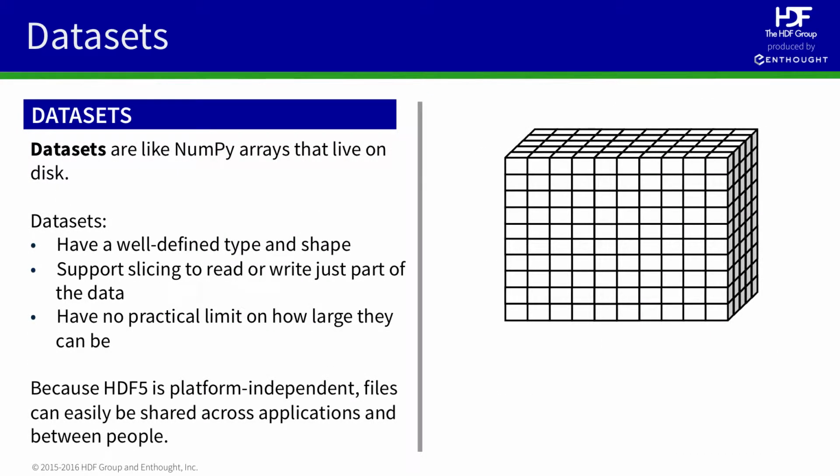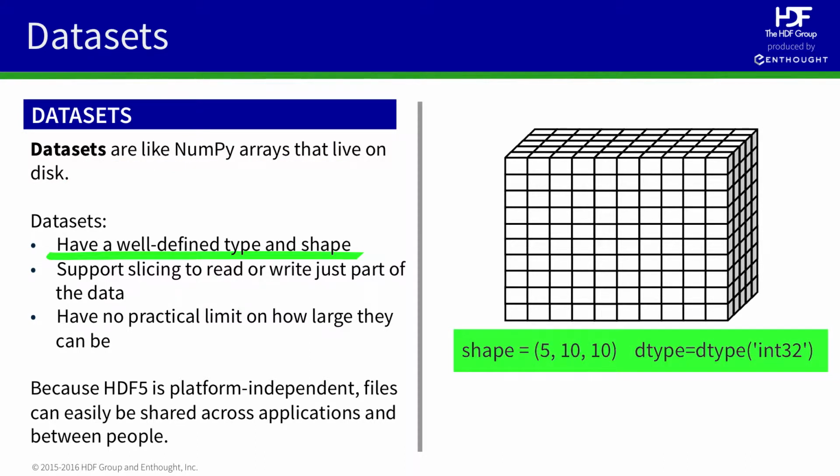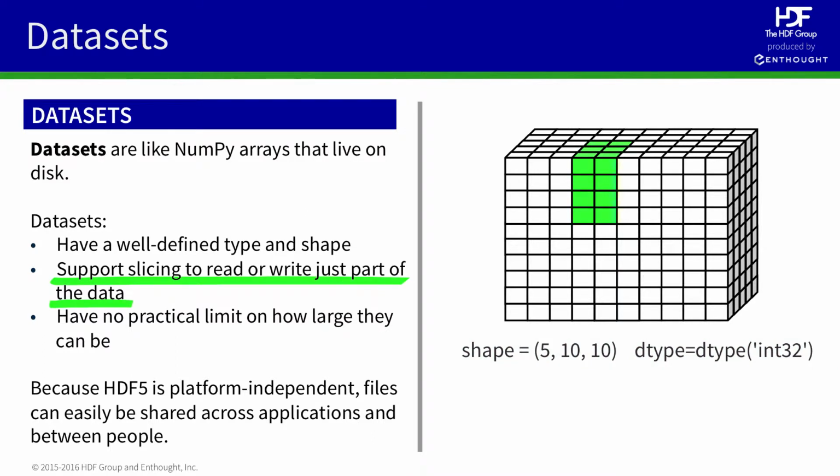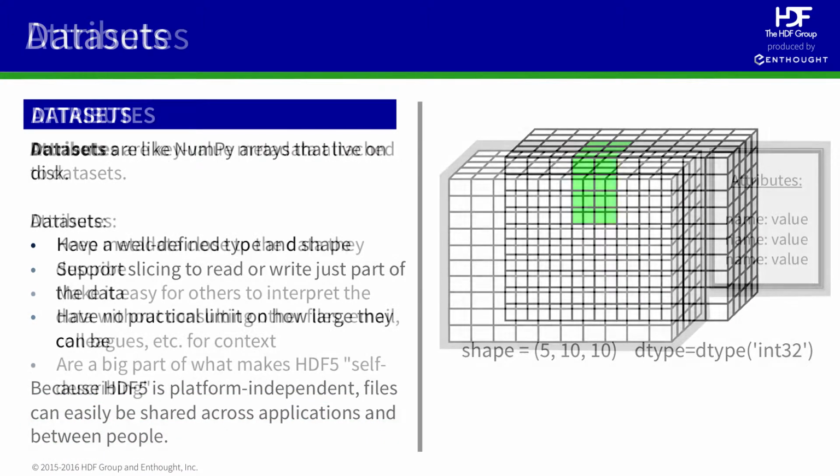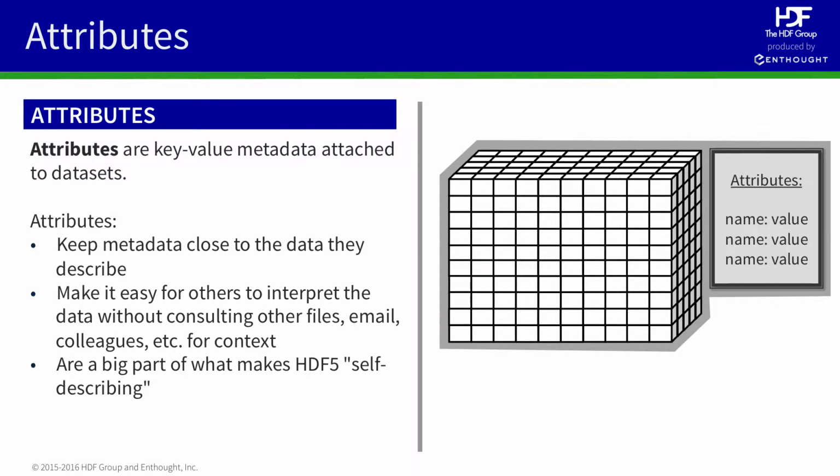To start with, datasets are the mechanism in HDF5 for storing large quantities of numerical data. You can think of them as NumPy arrays that live on disk. Just like NumPy arrays, datasets have a well-defined shape and type, and they can be sliced. In other words, they support partial access, and you can read only the portion of that data that you want. This is very important because in HDF5, there's no practical limit on how large a dataset can be. It's very easy to create and manage multi-terabyte datasets in HDF5. And because HDF5 is platform independent, the files that you create can easily be shared not only between computers, but also between environments.